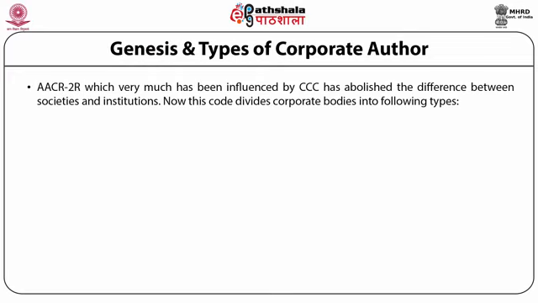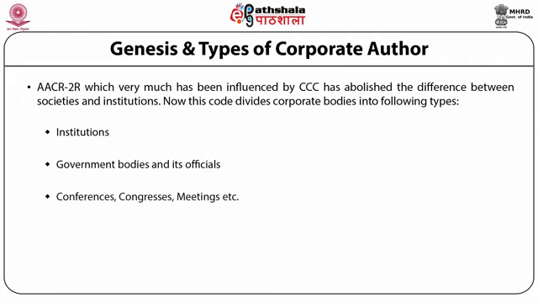AACR 2, which may very much have been influenced by CCC, has abolished the difference between societies and institutions. Now this code divides corporate bodies into the following 5 types. First is institution, second is government bodies and its officials, third is conferences, congresses, meetings, etc. Fourth is religious bodies and officials, fifth is radio and television stations.